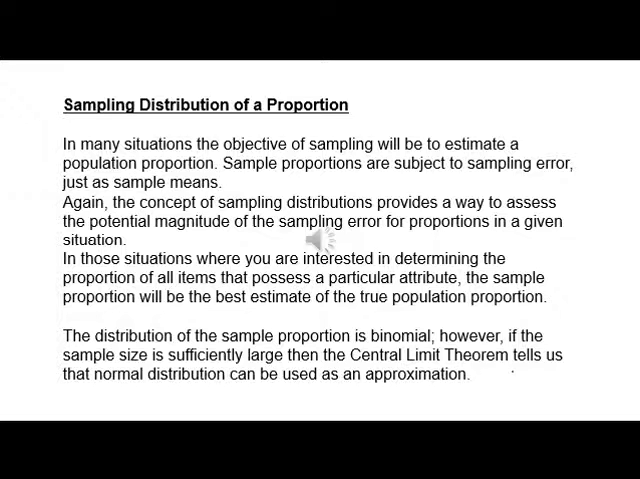The distribution of the sample proportion is binomial. However, if the sample size is sufficiently large, then the central limit theorem tells us that the normal distribution can be used as an approximation.